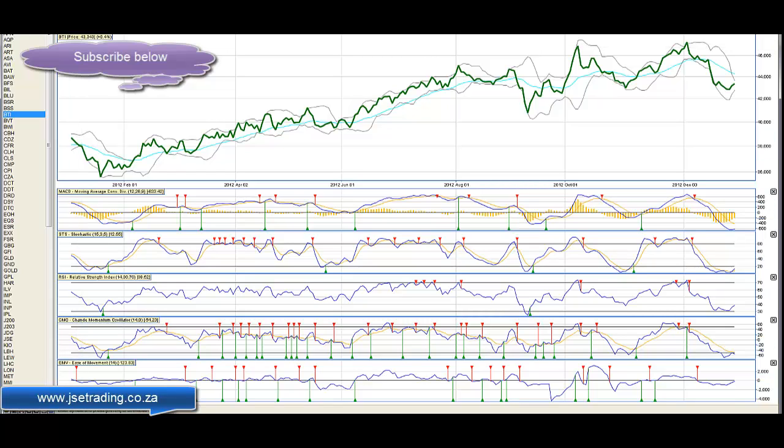So for British American Tobacco, that was the main reasons we took the trade on the technical side. Obviously on the fundamental side, you know why we took the trade. So let's move on to what other trade we got. We got Exaria. Exaria we went short.